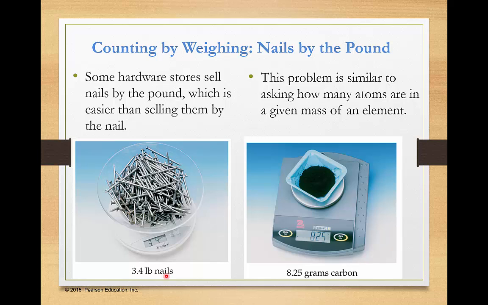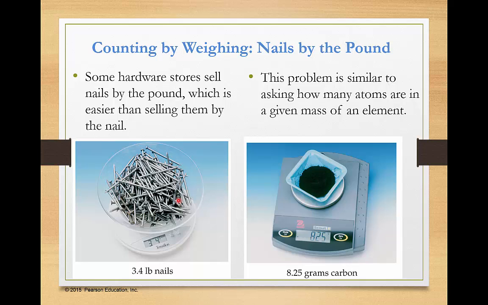We can do the same thing with how many atoms there are for a given amount of an element. So in this case, we're measuring out carbon in the form of just black graphite. And they've measured out 8.25 grams of this carbon. So what if I wanted to know how many carbon atoms do I have in that whole thing?